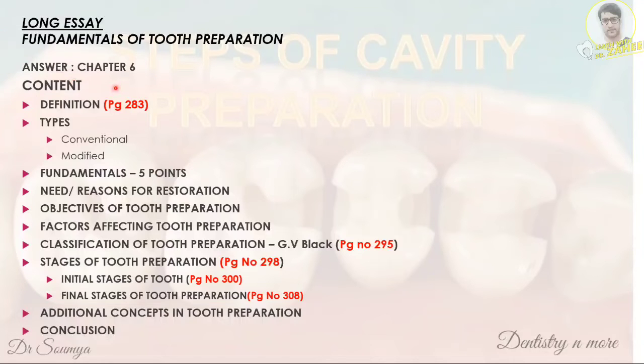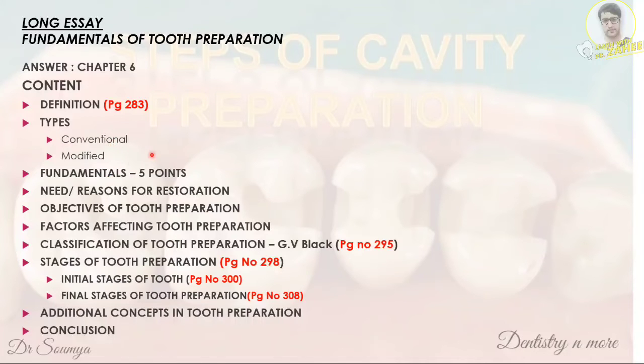And kindly note my answer has been referred from the 5th edition of Sturtevant's Art and Science of Operative Dentistry, chapter 6, and the content starts with the definition. You must all be familiar with the definition of tooth preparation, that is the mechanical alteration of a defective, injured, diseased tooth for placement of restorative material, re-establishing normal form, function and aesthetics, given on page number 2833. Then you can discuss what the types are, that is the conventional one and the modified one.